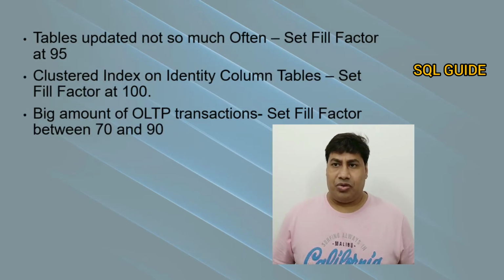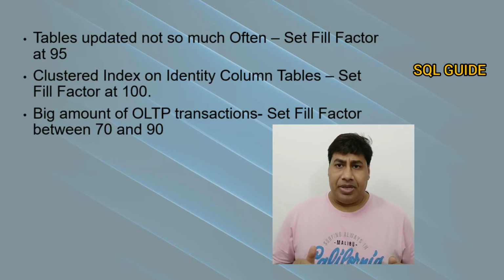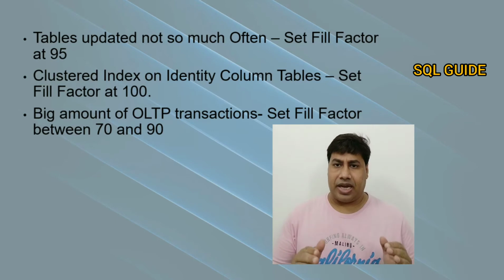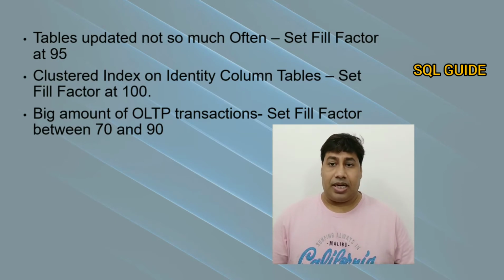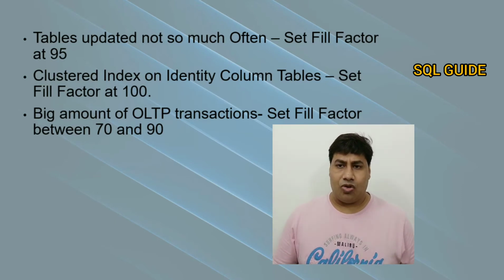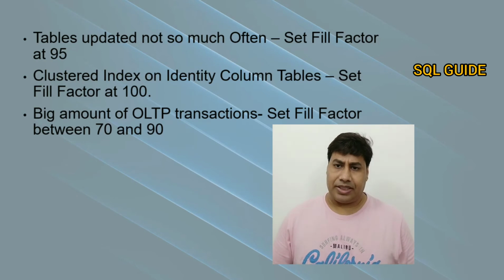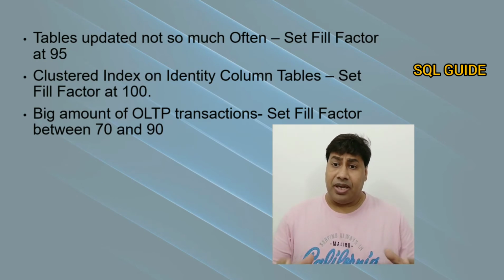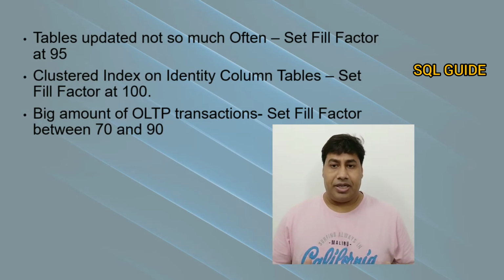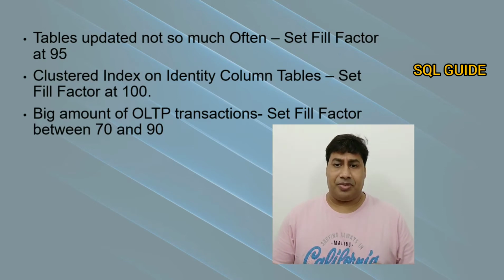Best value for fill factor. Table updated not so often: set a fill factor at 95. Clustered index on an identity column table: set a fill factor at 100. Big amount of OLTP transactions: set a fill factor between 70 and 90.